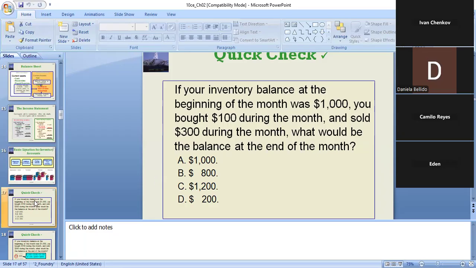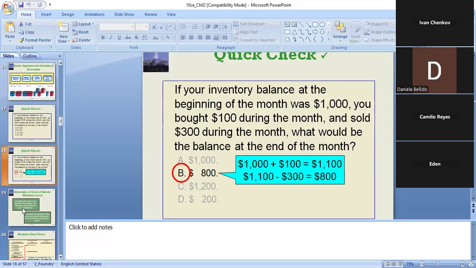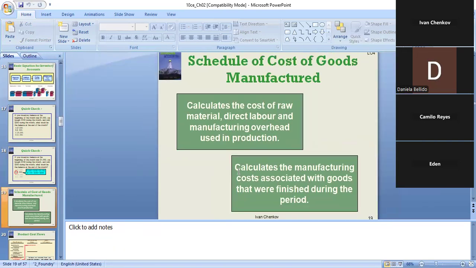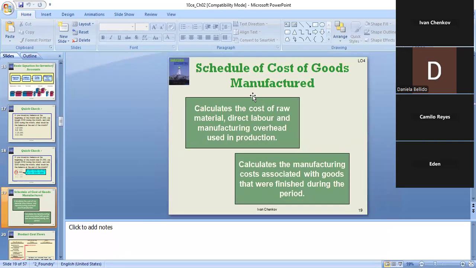Okay, so let's go with, again, 800 we have. So now we have to prepare the schedule of cost of goods manufactured. Now, the schedule of cost of goods manufactured is the one that we're going to have an assignment on. This assignment on chapters 1 and 2, I believe, has manufacturing overhead and cost of goods manufactured. But this particular question is going to come for you on the midterm.